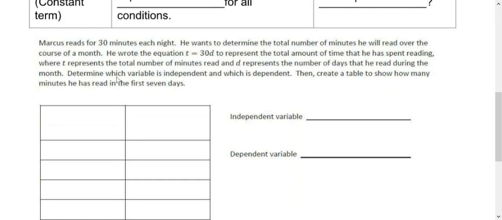Okay, so here it says, and so today is going to be a lot of charts. You're going to try to figure out what the independent and dependent variable is. Usually the independent goes on the left, the dependent goes on the right. So Marcus reads for 30 minutes each night. He wants to determine the total number of minutes he will read over the course of a month. He wrote this equation. So here you actually have an equation to represent the amount of time that he has spent reading. Determine which variable is dependent and which one's independent.